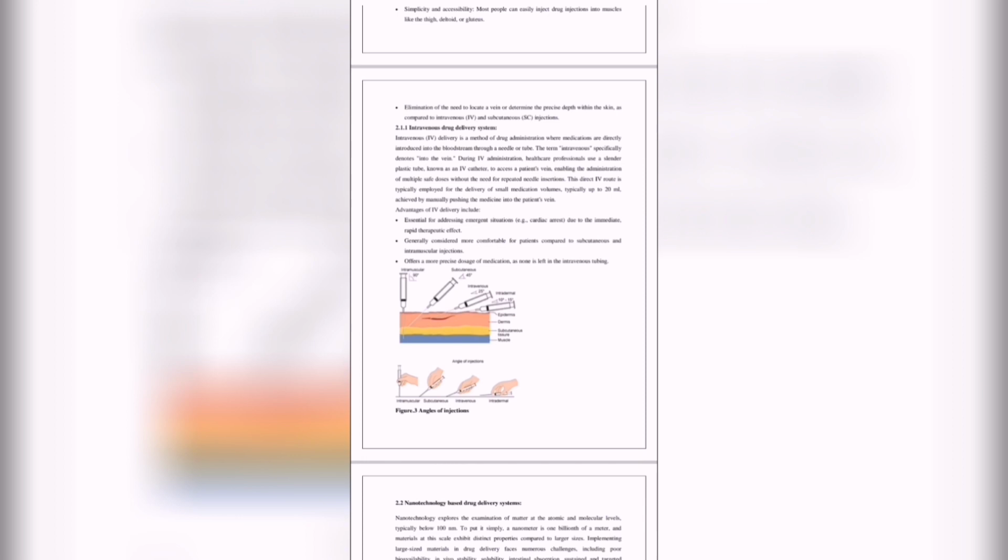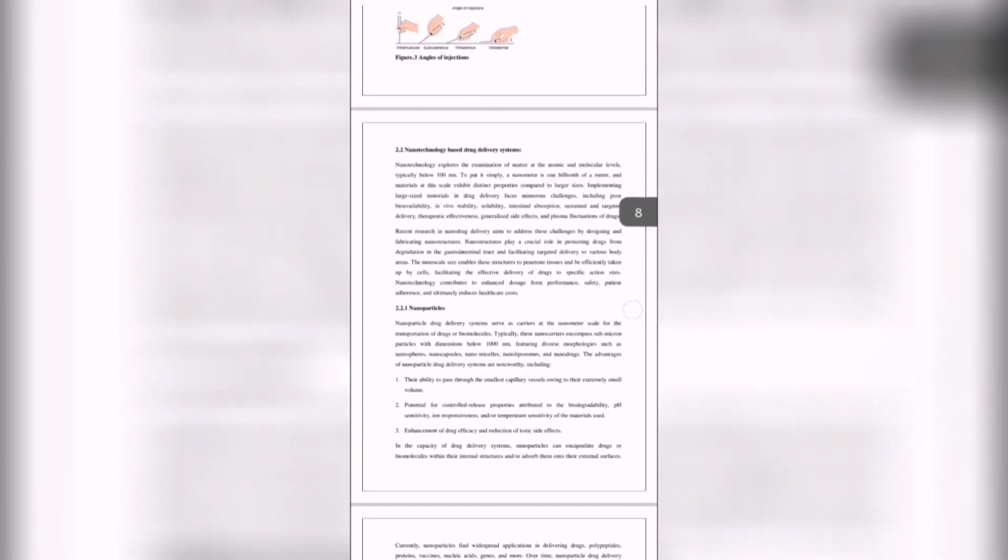In intravenous drug delivery, we have to find the vein, and in intramuscular, we don't have to find the vein. Advantages of IV delivery: essential for addressing emergent situations due to the immediate rapid therapeutic effect, generally considered more comfortable for patients compared to IM, meaning intramuscular, or subcutaneous injections, offers a more precise dosage of medication as none is left in the intravenous tubing. Here is the figure of different angles of injection: subcutaneous, intramuscular, intravenous. Here are different angles for injecting the injection into the body. Next is the nanotechnology based drug delivery system.